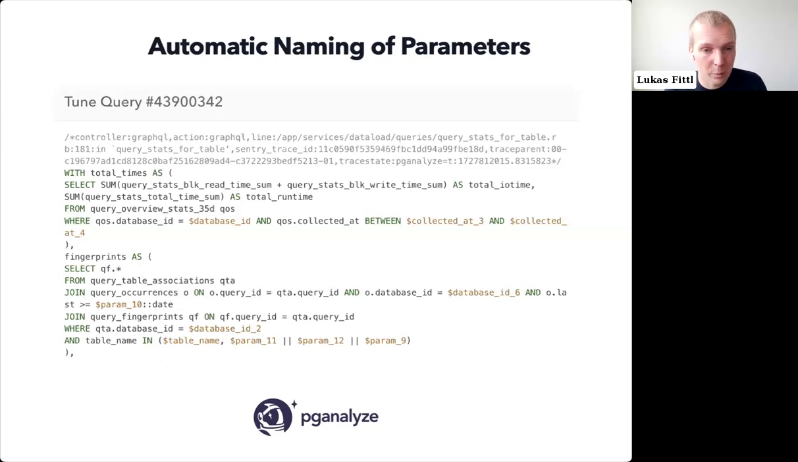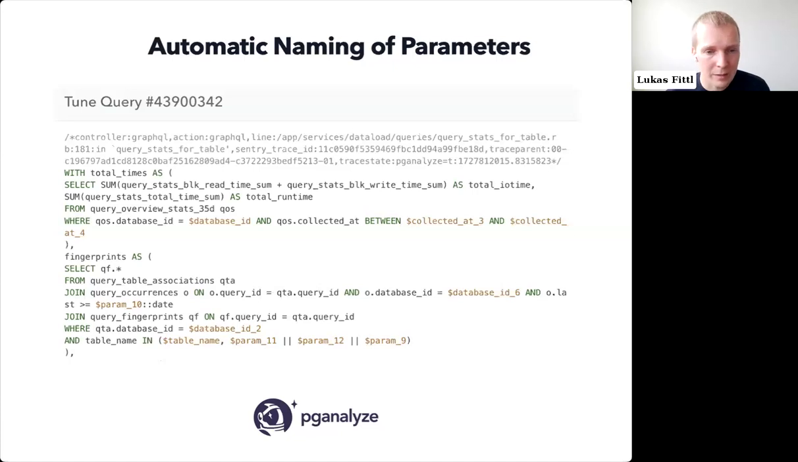but is actually an important detail to this experience here, which is we turn the input query that you give us, we make it normalized with the numbered parameters, and then we give each of these numbered parameters a name. And the name is automatically inferred from whatever is next to that particular parameter reference. So we can see here, database ID equals $database ID. That's because you're doing an equality comparison on database ID. The other case, you're doing a between, so it's named like the column that you're referencing.